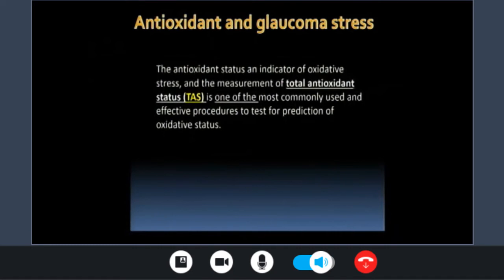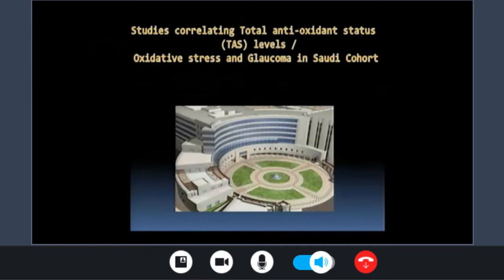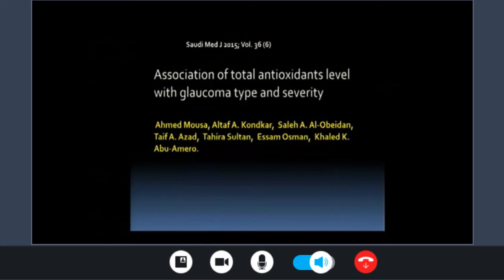So how do we evaluate the reactive oxygen species? Actually, by measuring the level of TAS in plasma, the total antioxidant status. There are studies that correlated the total antioxidant status to glaucoma stress in glaucoma patients in the Saudi cohort, in our studies at King Abdulaziz University Hospital. This is the first study, published in the Saudi Medical Journal: association of total antioxidant level with glaucoma subtype and severity.